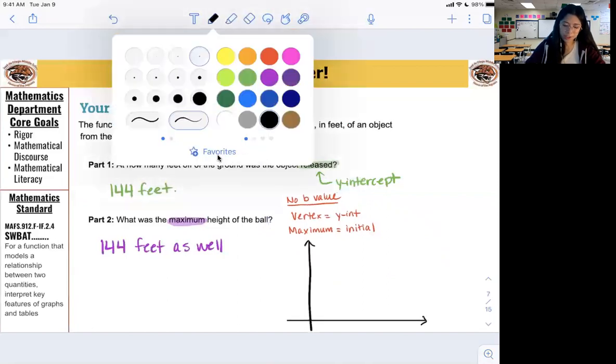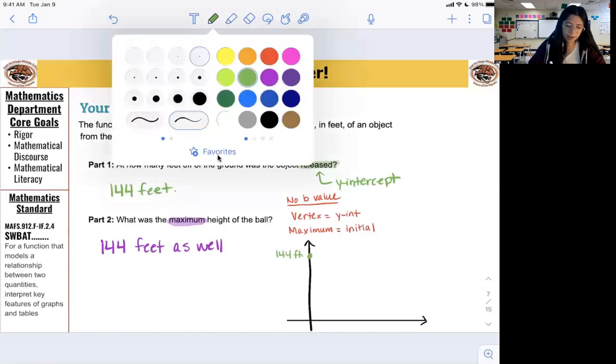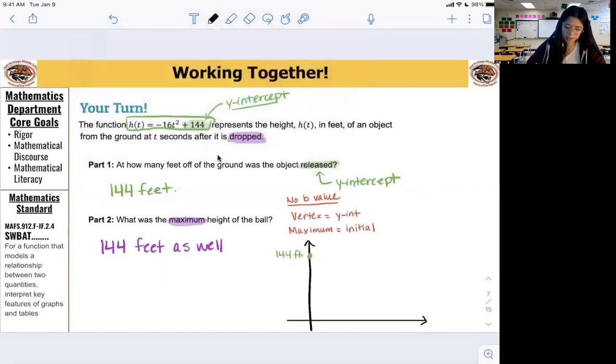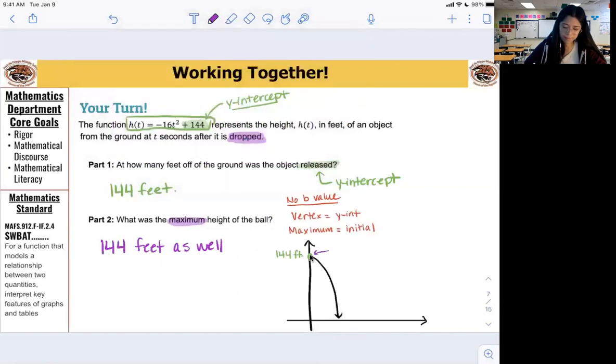So you can picture someone on a cliff, 144 feet, that's kind of high up. Somebody's out on a cliff and they found an object and they said, let's just throw this off the cliff. Let's see what happens. They didn't throw it up into the air, they just dropped it straight down to the ground. So the maximum height is the same as the y-intercept.